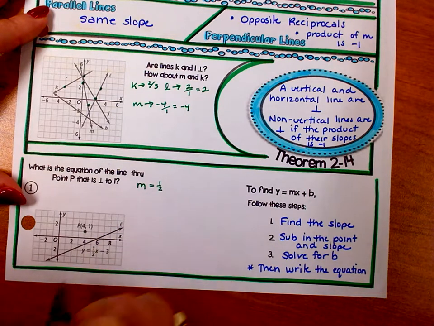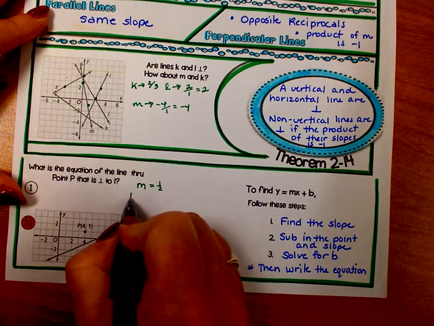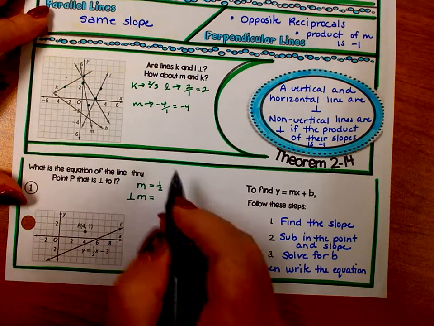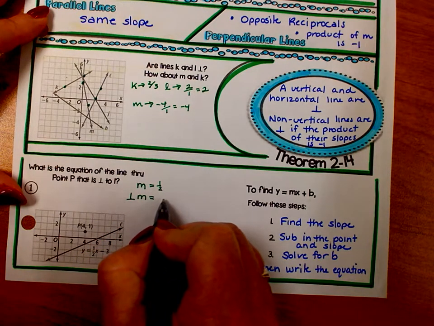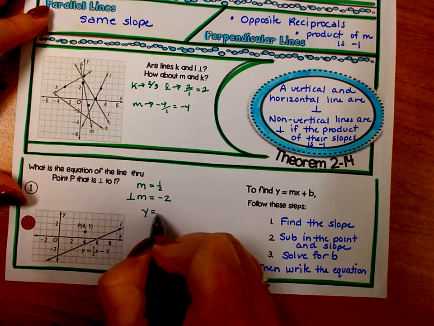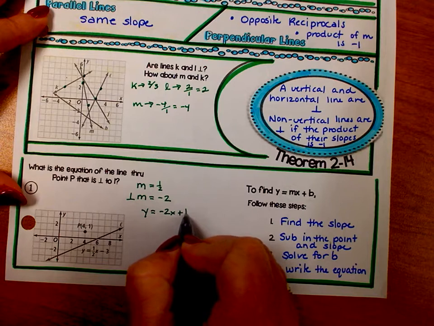Okay, if we want this to be perpendicular, then we need the perpendicular slope, which is going to be 2, and change the sign. So 2 over 1, and change the sign is going to give us negative 2. Okay, so that means y equals negative 2x plus b.